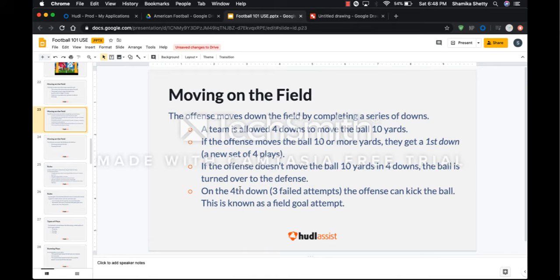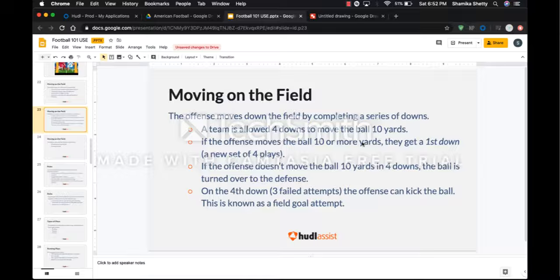Offense moves down the field by completing a series of downs. Downs is the number of chances that a team gets. One team will get 4 chances to cover a distance of 10 yards. If in the 4 chances, maybe 4 or fewer, they are able to cover the 10 yards, they will get a new set of 4 chances, 4 downs. If they are unable to cover those 10 yards in the 4 downs, the team will have to give the ball to the defensive, the other team.